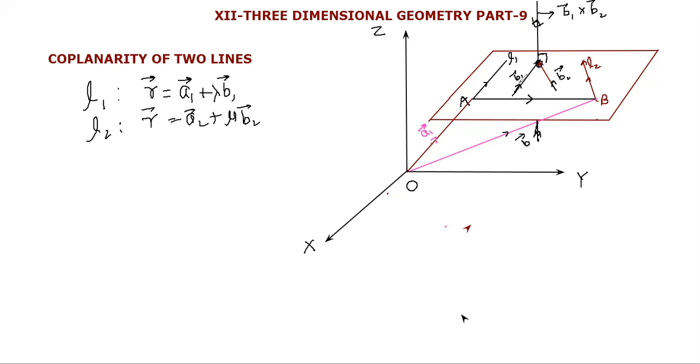As you know, by the screw rule, if you move in this direction, the screw will go up. So that's why it has this direction, b1 cross b2. Now, if you see this 3D diagram, this b1 cross b2 is perpendicular to AB.